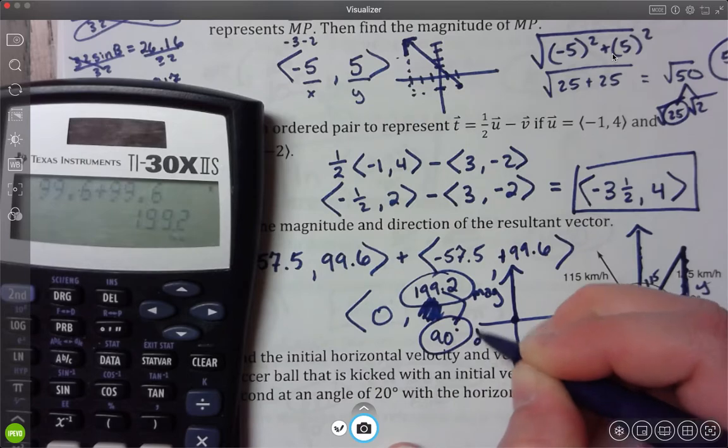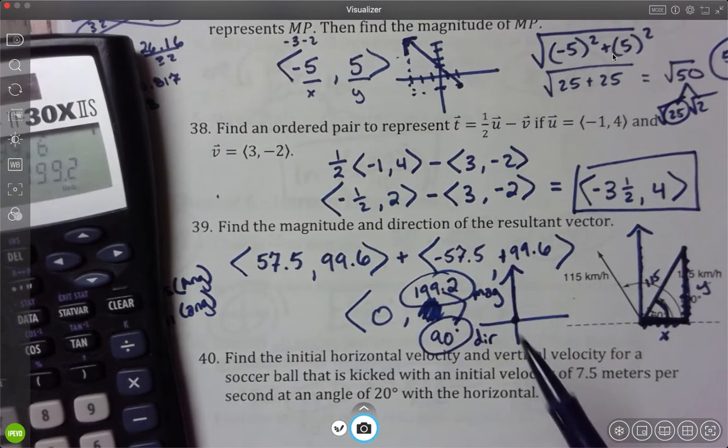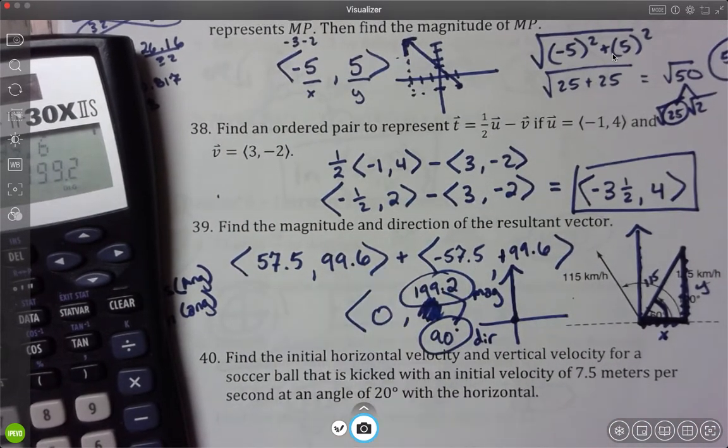Okay, so find the magnitude, find the direction. Because the x coordinates are crossed out, he's going to go straight up. So a 90-degree direction, 199.2 magnitude. So kilometers per hour, straight up at a force of 199.2. Okay, I hope that made a little bit of sense. I don't know. We'll see.